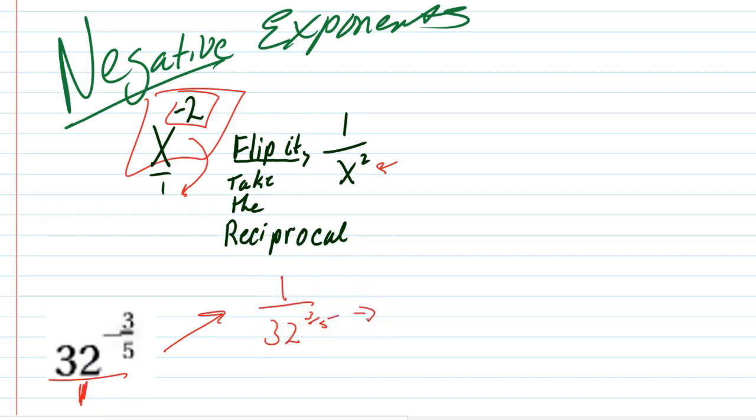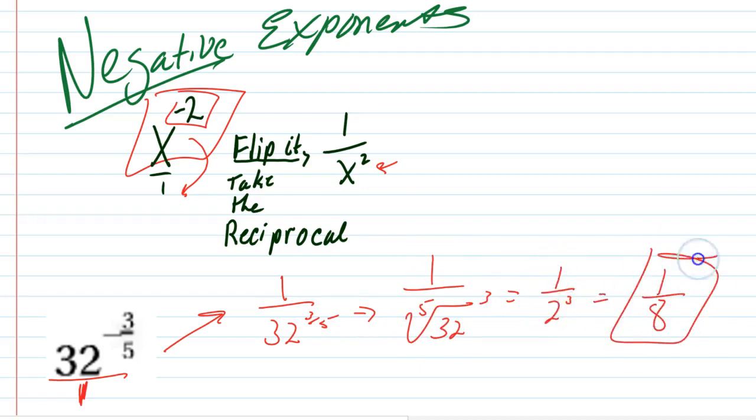And now you treat it like a normal fractional exponent. It gives you 1 over the 5th root of 32 cubed. It gives you 1 over 2 cubed, which is simply 1 over 8. Notice the negative exponent had nothing to do with the sign of your final answer. The negative exponent only tells you to flip the 32 to the bottom.